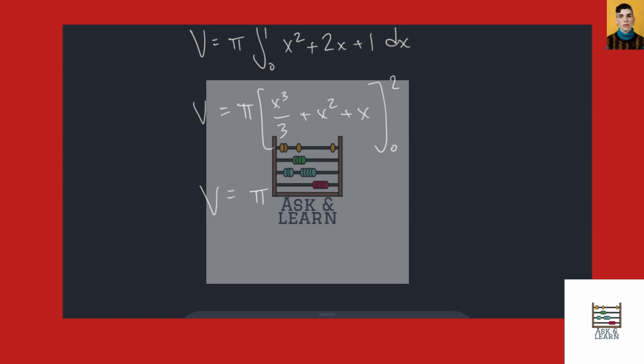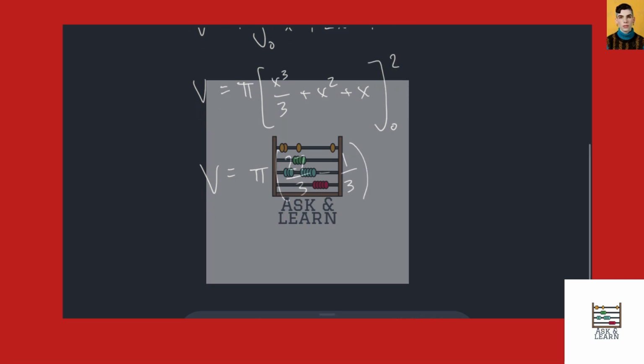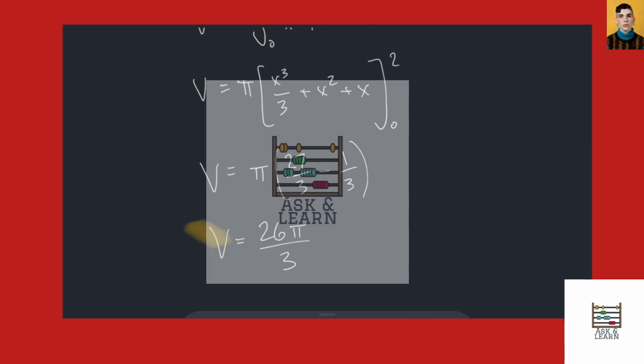pi times 27 thirds minus 1/3. That's going to be 26 thirds, so our volume is 26 pi over 3, and that will be the final answer.